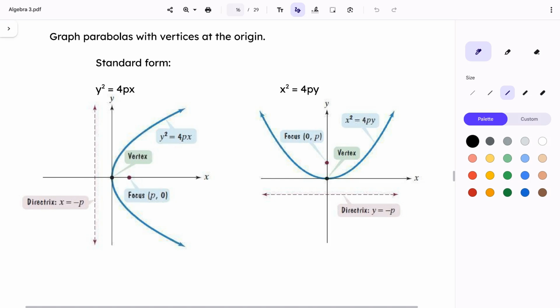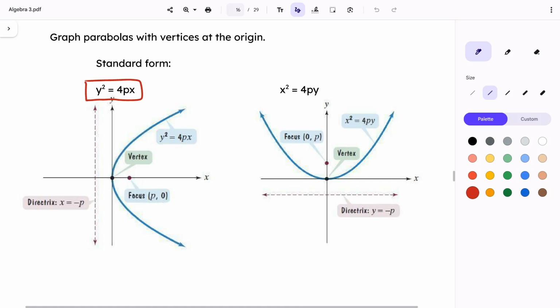So these are your standard forms. These would be like the parent graphs before we do anything changing the center or trying to move it and manipulate it around. The one on the left, the standard form, is y equals 4px. So when the y comes first, before the equal sign, then your parabola is going to open either to the right here. It could possibly open to the left. We'll talk about what needs to happen in order for that to occur.